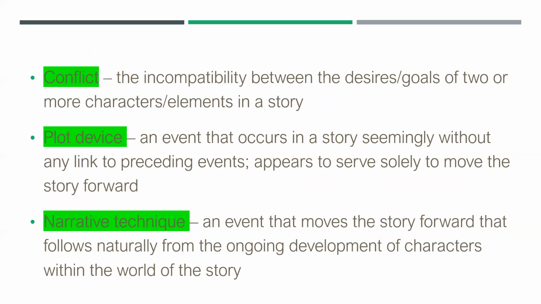Plot at its center is often about conflict, which we might describe as the incompatibility between the desires and goals of two or more characters or elements in a story. Now remember, protagonist is usually the central character in the story, and their desires motivate the plot. They're often working against an antagonist, which might be a person, it might be nature, it might be their own actions. That's the conflict. It's incompatible.